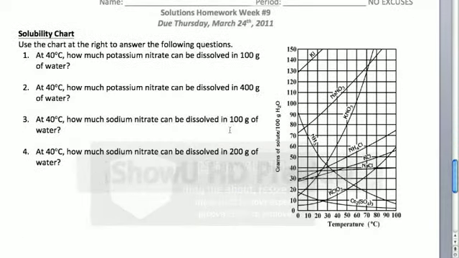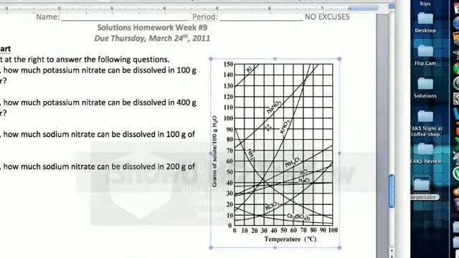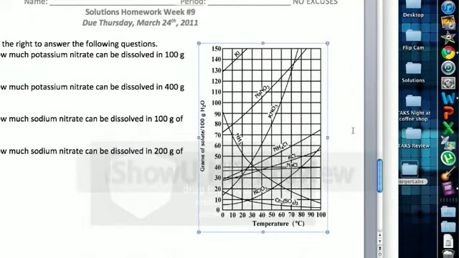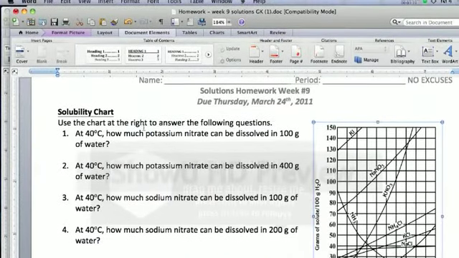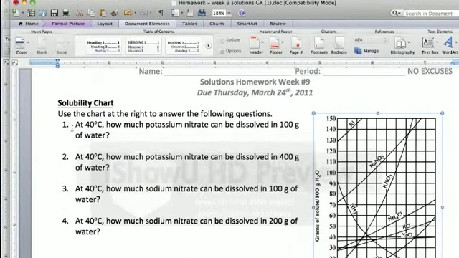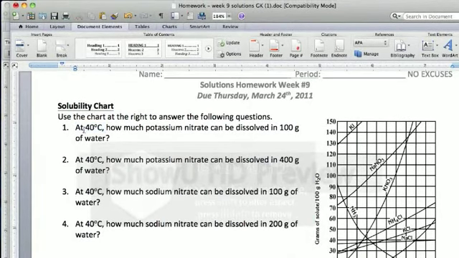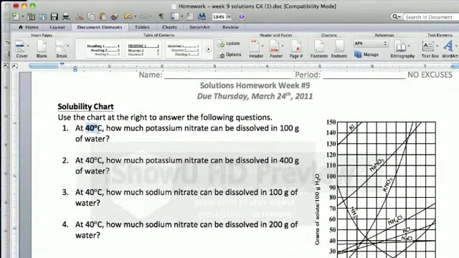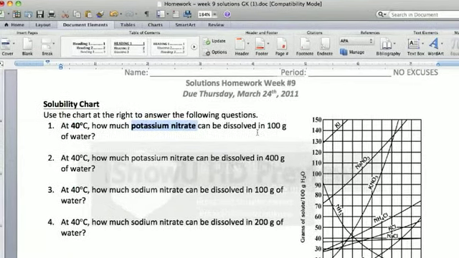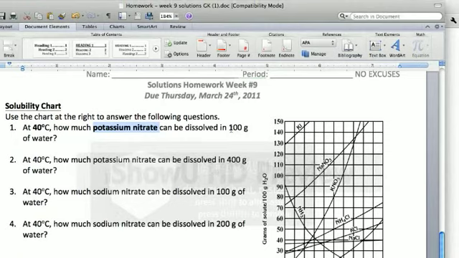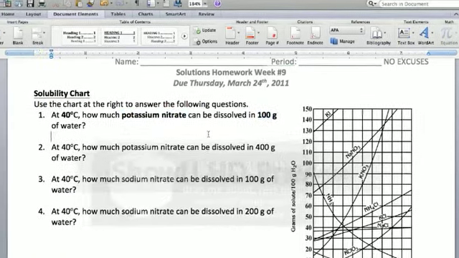Alright, going down a little bit, we've got our very last questions. Now, we emphasized the solubility chart in class today. Hopefully you got some practice with that. It says, use the chart at the right to answer the following questions. At 40 degrees Celsius, how much potassium nitrate can be dissolved in 100 grams of water? Now, there are three important parts of answering this question.